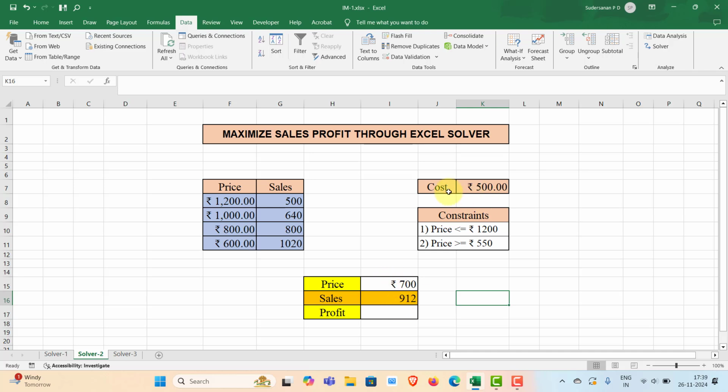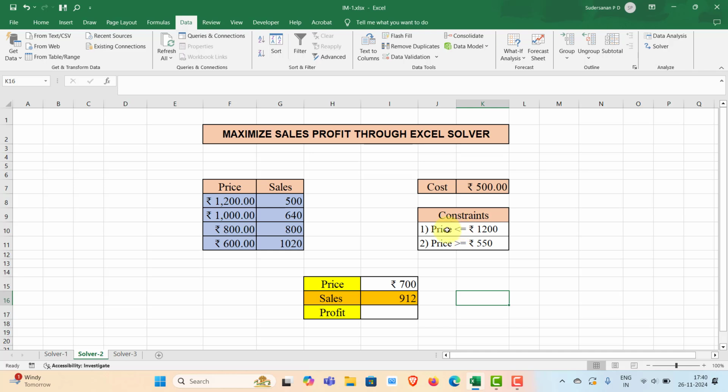Now, the cost of each product is 500. So the basic cost is 500. If price is 700, then the difference between the price and the cost will give the profit. So 200 is the profit in this case.